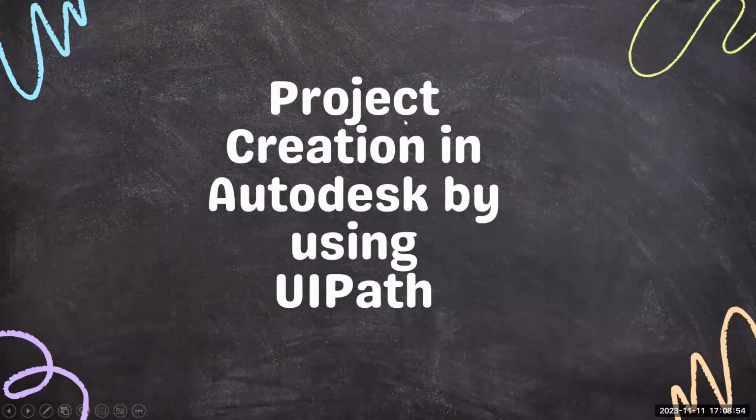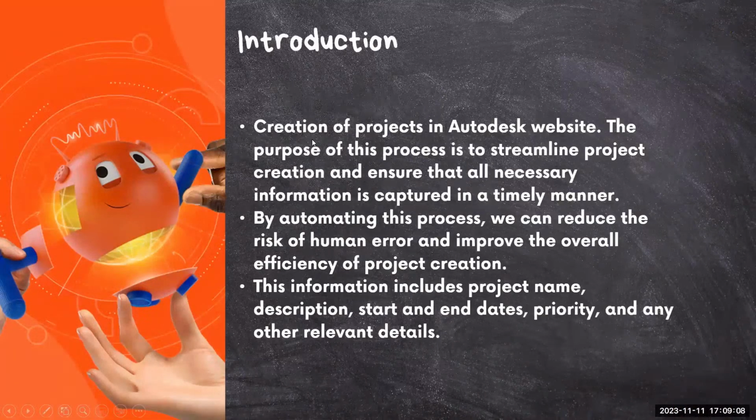Yeah, so this is the name of the project that I'm choosing for today. It's a project creation in Autodex. It's a website where we used to create the projects. I'm just using the UiPath here. And let me give you a brief about the process, like how we are doing it manually. So the creation of projects is done in the Autodex website. The purpose of this process is to streamline the projects with all the correct information in a timely manner.